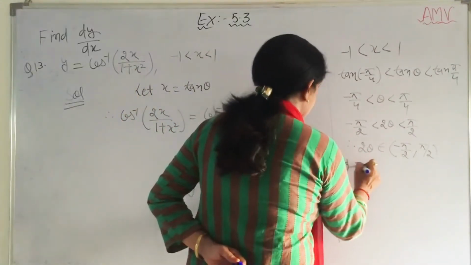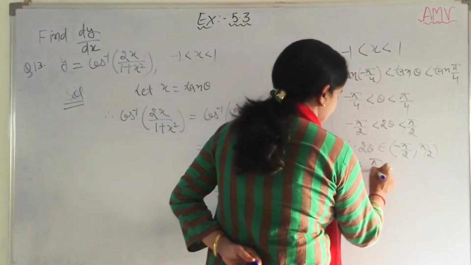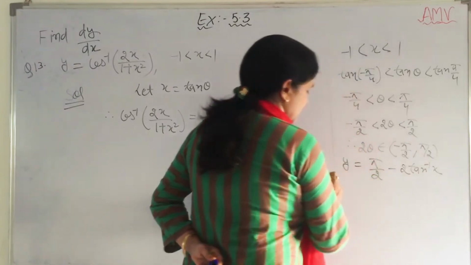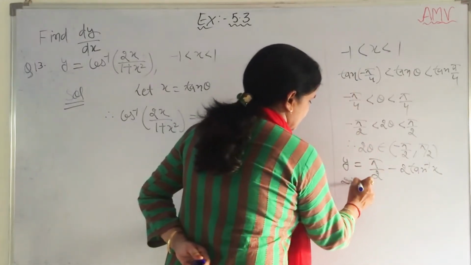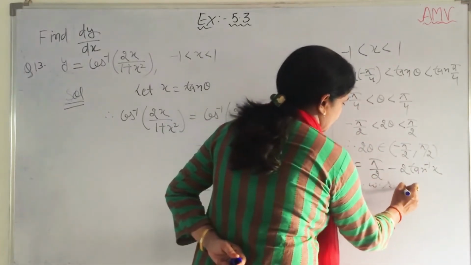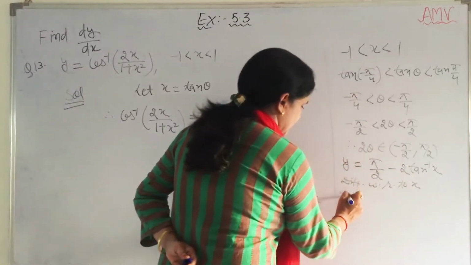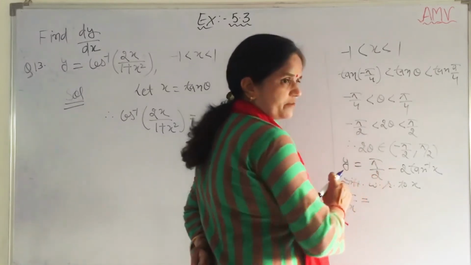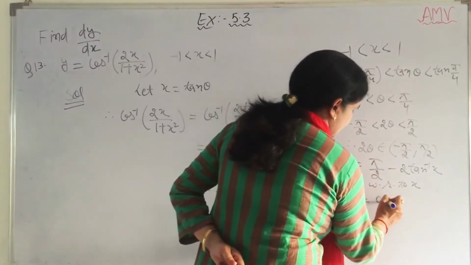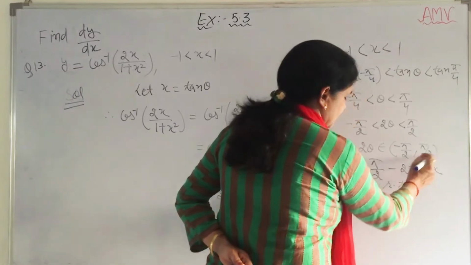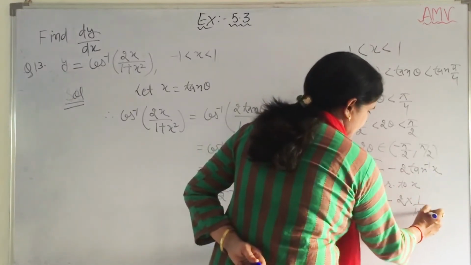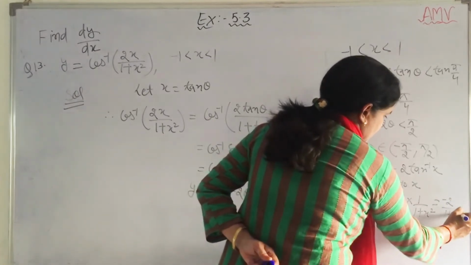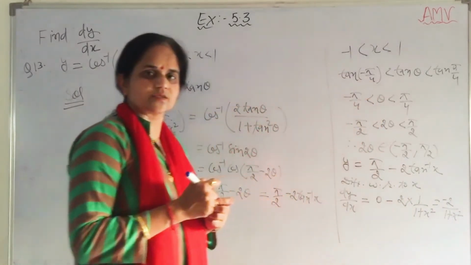Now, okay, y is equal to pi by 2 minus 2 tan inverse x. So differentiating with respect to x, you will find dy by dx is equal to the derivative of pi by 2, which is 0. Okay. And here 2 as it is, and the derivative of tan inverse x is 1 upon 1 plus x square. So it is minus 2 upon 1 plus x square.